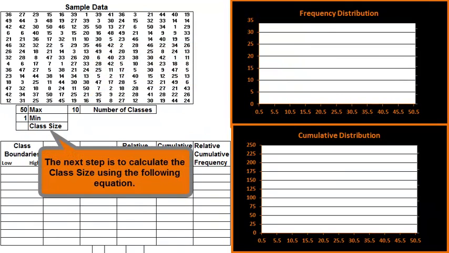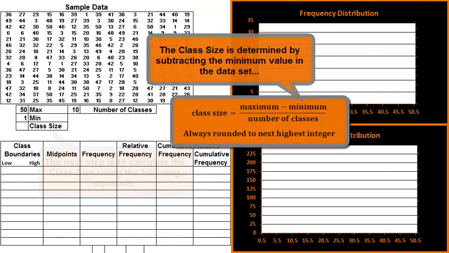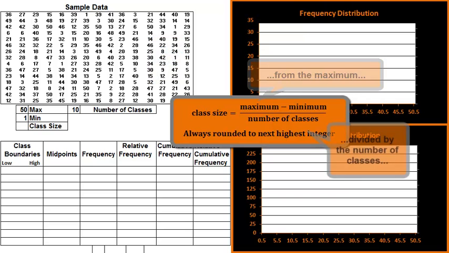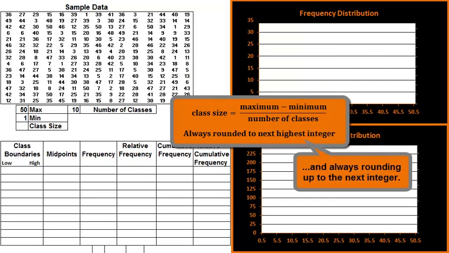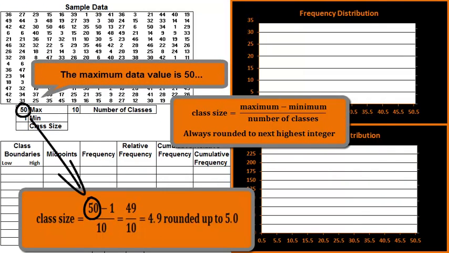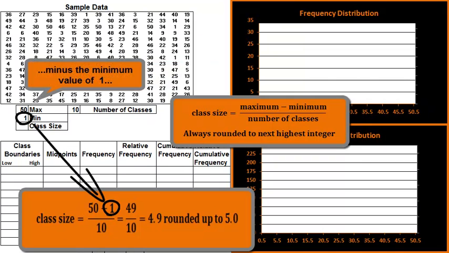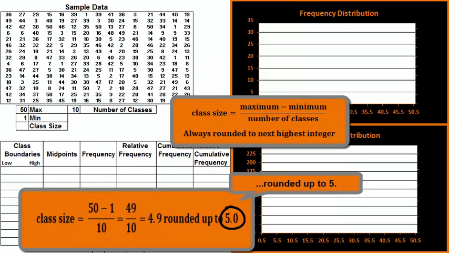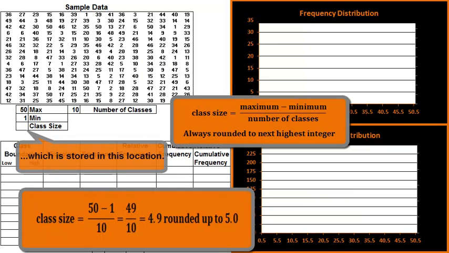The next step is to calculate the class size using the following equation. The class size is determined by subtracting the minimum value in the dataset from the maximum, divided by the number of classes, and always rounding up to the next integer. The maximum data value is 50, minus the minimum value of 1, divided by 10 for a result of 4.9, rounded up to 5, which is stored in this location.